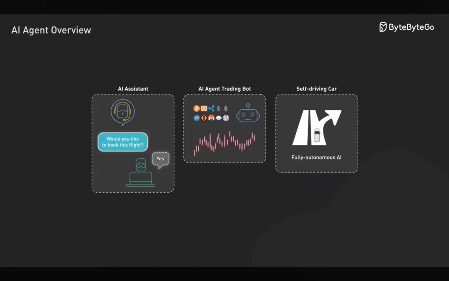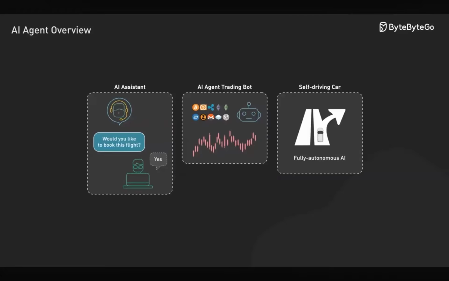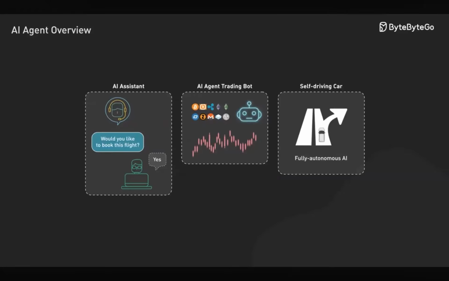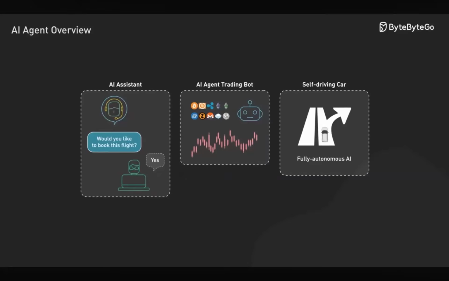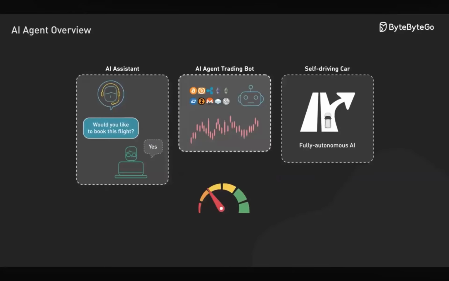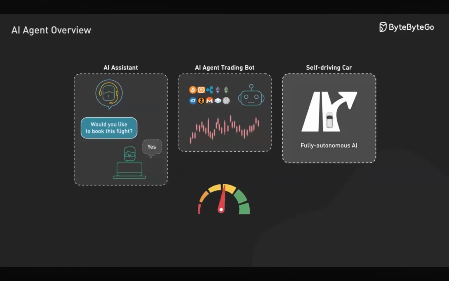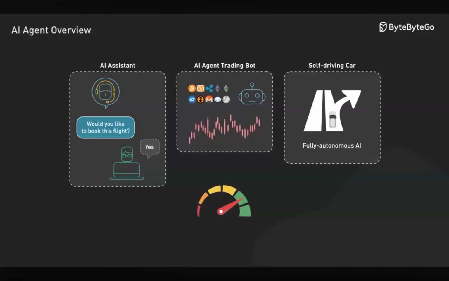First, autonomy. Agents operate across a spectrum of autonomy, from systems that merely recommend actions for human approval to fully autonomous agents that make and execute decisions independently. The engineering challenge lies in calibrating this autonomy for specific use cases, implementing proper guardrails, and building appropriate oversight mechanisms.